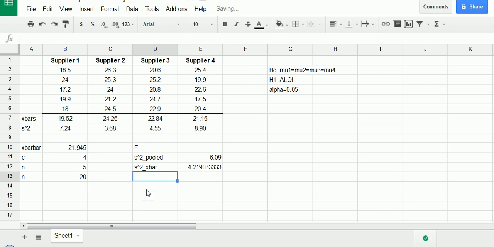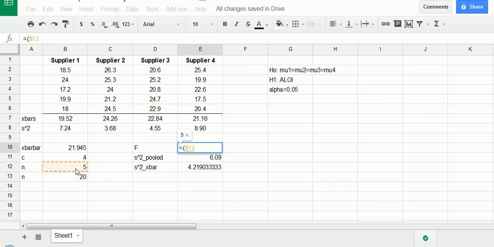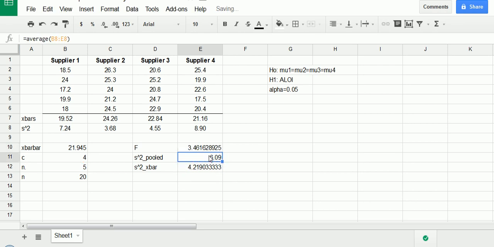Okay. And now that we have all these components, we can calculate our F-test statistic. So F is N dot times S squared X bar divided by S squared pooled. Okay? And so we see, let's reduce these decimal places, it's too much. We see that our F-test statistic here is 3.46.